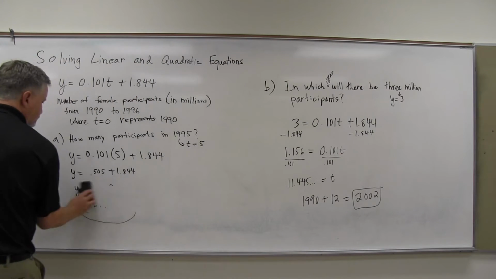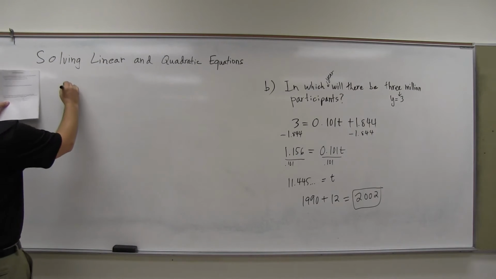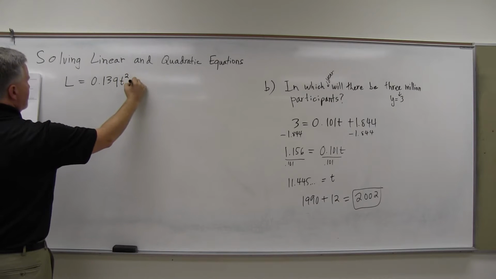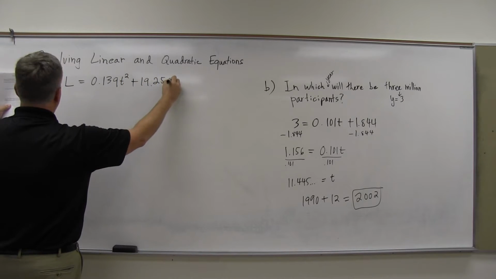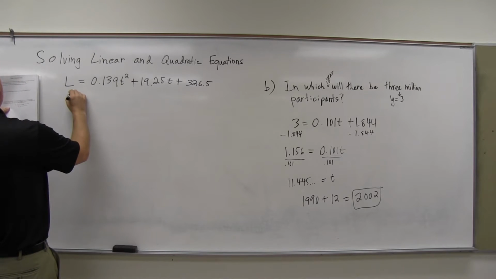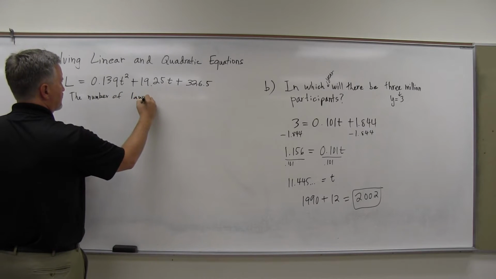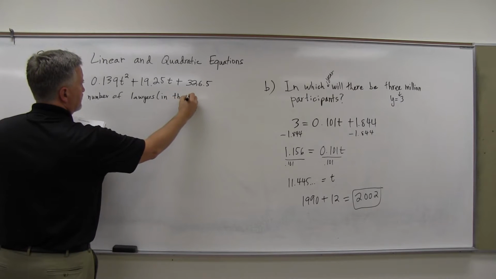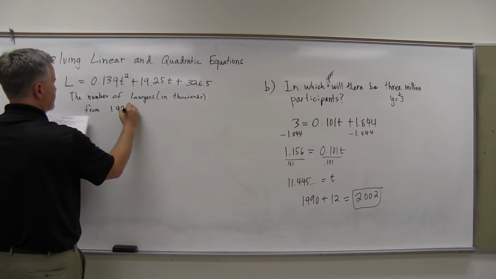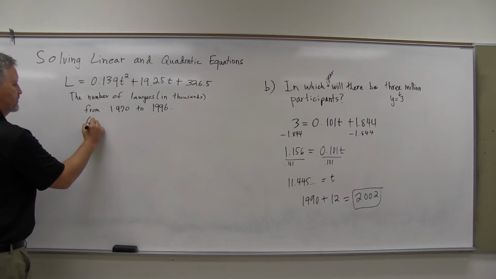All right. Well, let's look at one more model. I'll be done. All right, so L equals 0.0139 t squared plus 19.25 t plus 326.5. So this is the number of lawyers in thousands from 1970 to 1996 in the U.S. T equals 0 is 1970.